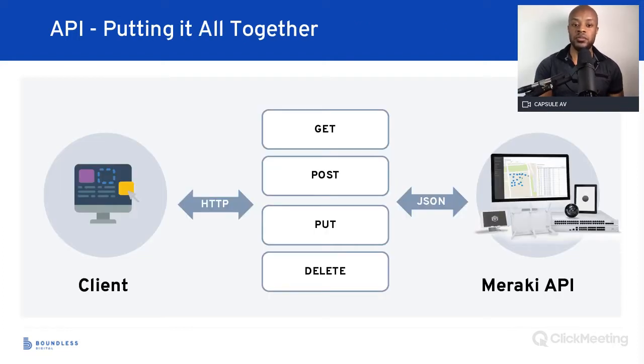And once we put that all together, the way that it works is quite simple. We have a client program which communicates to the API using HTTP methods, and it communicates by sending JSON. And those communication messages go back and forth so that the API can communicate with your program.